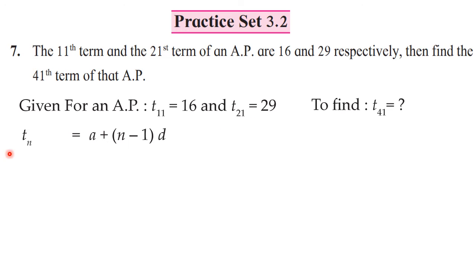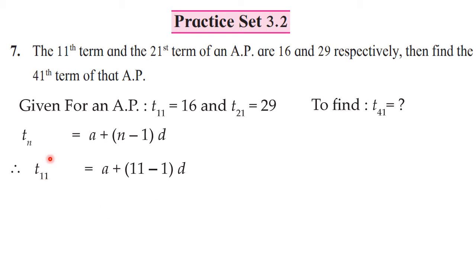Now from the formula Tn, we can write down T11 and T21. In the formula, first of all, we will replace N by 11, because T11 is given to us. We don't know A and D, so keep them as they are. In place of N, both the places we are writing 11. Rest all the things you have to copy as it is. So we can write down, therefore T11 is equal to A plus 11 minus 1 outside the bracket D.